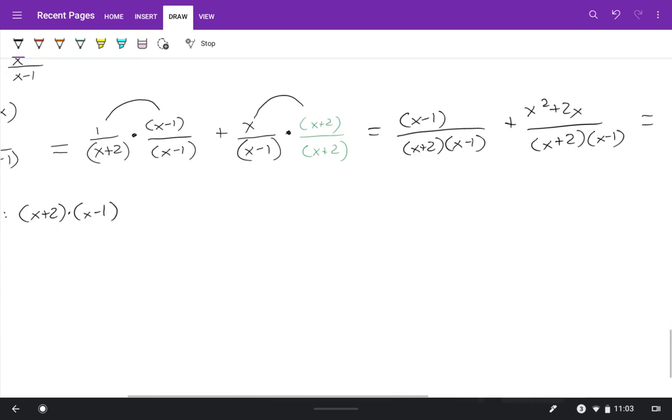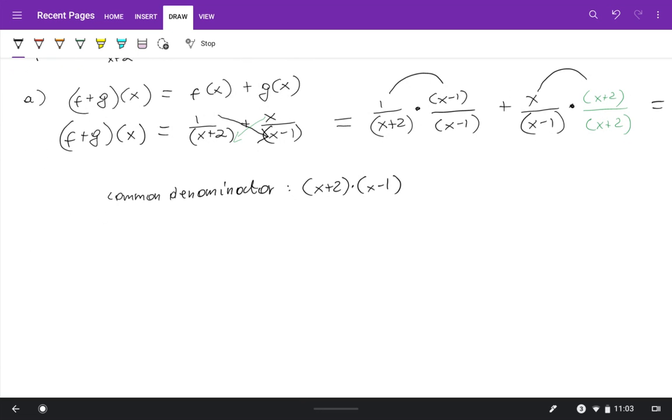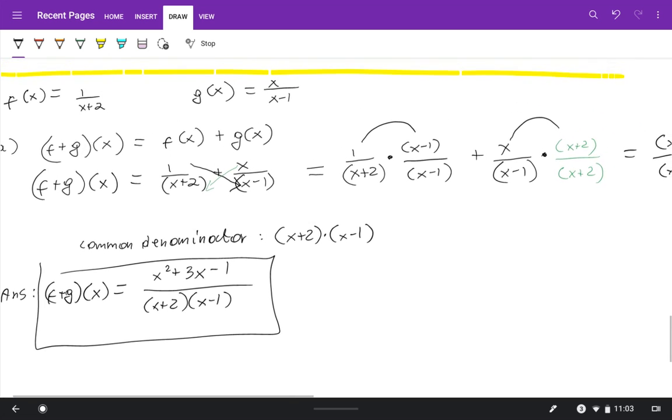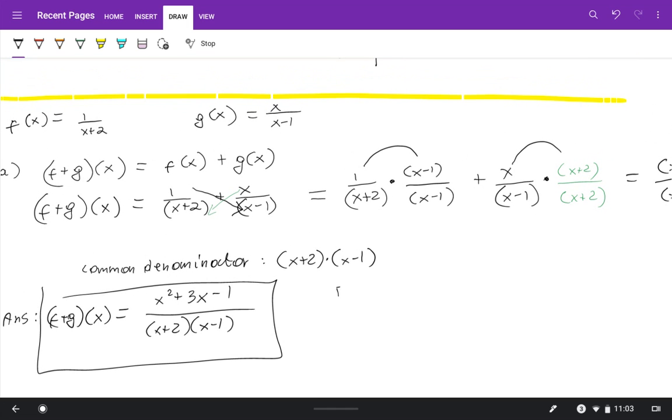So here, just going back, I know that the final answer of f plus g of x is x squared plus 3x minus 1 over x plus 2, x minus 1. Okay, so that's the sum. They also ask to find the domain of f plus g of x.